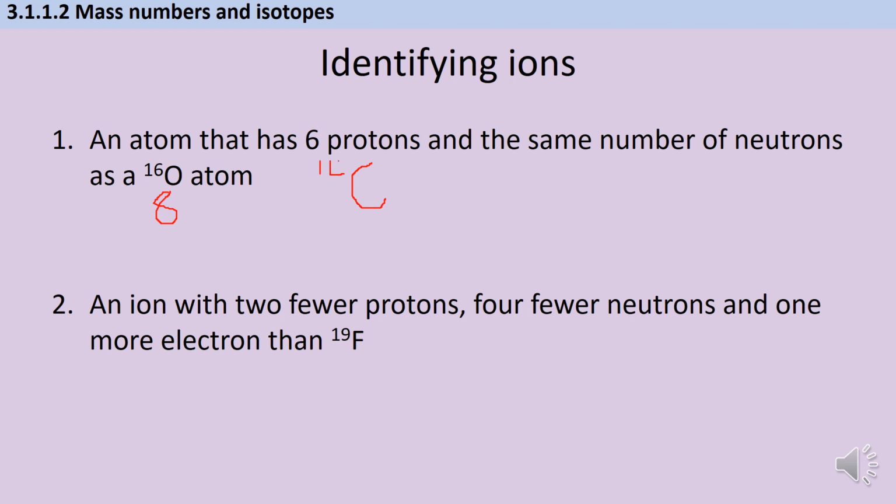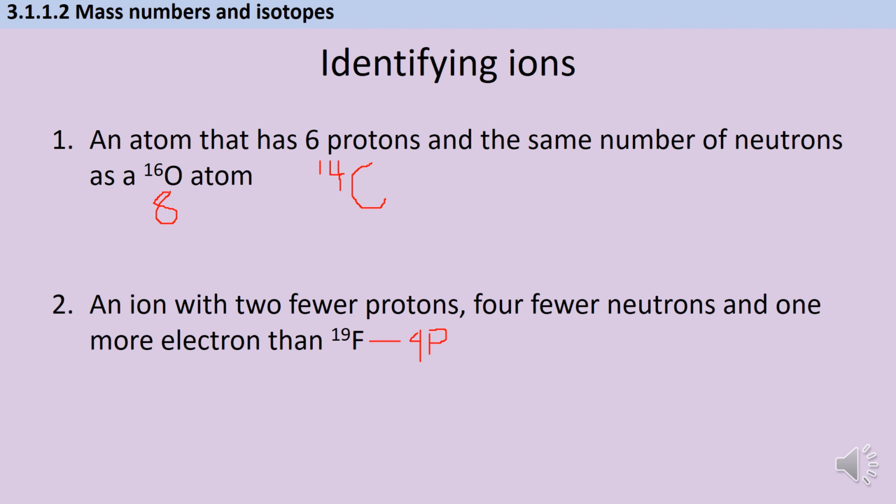So if I've got 8 neutrons together with the 6 protons, that's going to give me an atom of carbon 14. Then if we look at this second one here, we've now got an ion, so a charged particle, and it has 2 fewer protons, 4 fewer neutrons, and 1 more electron than fluorine 19. So because this is fluorine, I know that this would have 9 protons.